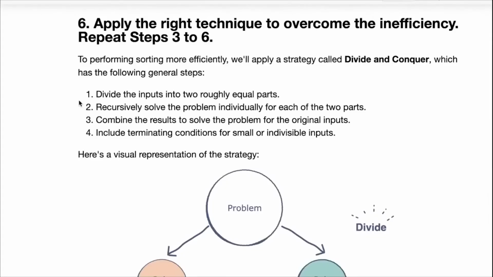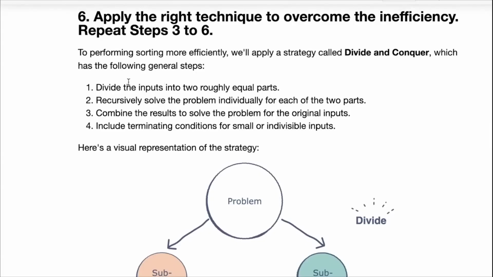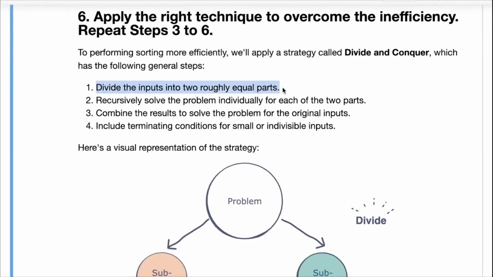Okay, coming back now. We're at step 6, where we want to apply the right technique to overcome the inefficiency in the algorithm. To perform sorting more efficiently, we will apply a strategy called divide and conquer. Divide and conquer is a very common strategy used across the board for many different kinds of algorithms, and it has general steps that are applied in different ways across different problems. Step 1 is to divide the inputs into two roughly equal parts. They don't have to be exactly equal, but two roughly equal parts. The idea is that those two parts can themselves be used as inputs, as sub-problems.